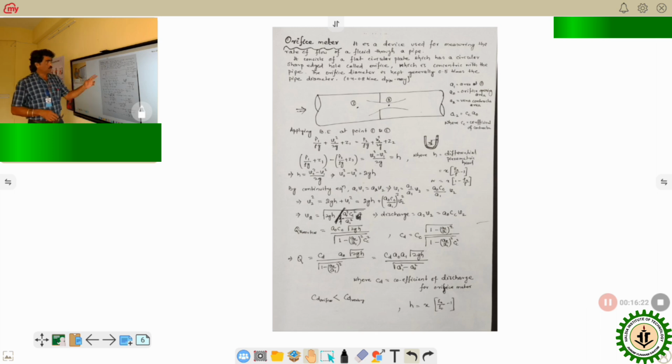These are two equipments normally we are using to measure the volumetric flow rate, so that mass flow rate we can easily find out by multiplying by the density of the fluid.